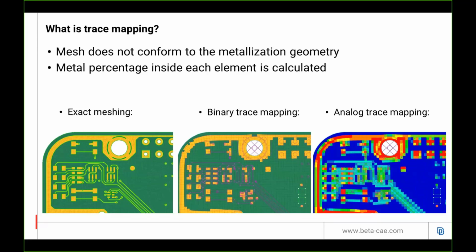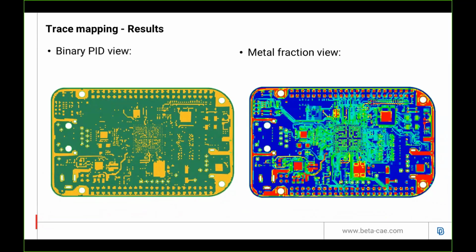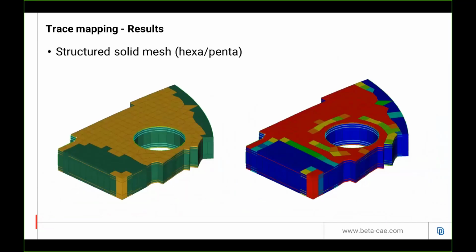So the fringe bar on the right shows us how much metal is available in each element. Blue means zero metal, red means 100% metal, and all the colors in between represent the range in between. So we have the exact amount of metallization. And this is the view of the whole PCB in binary PID view and in metal fraction view on the right. We see that in this case, we don't have a geometrical model, we have directly an FE model.